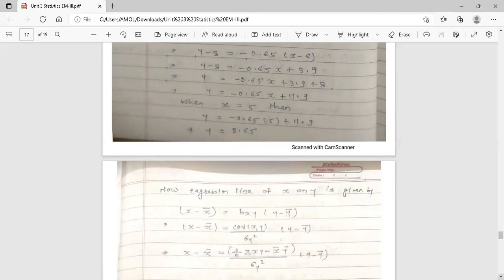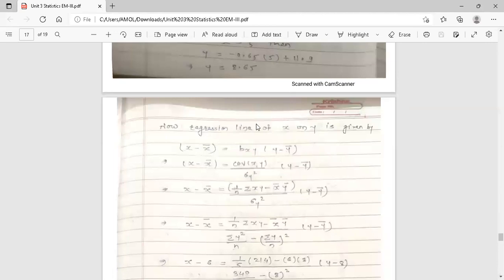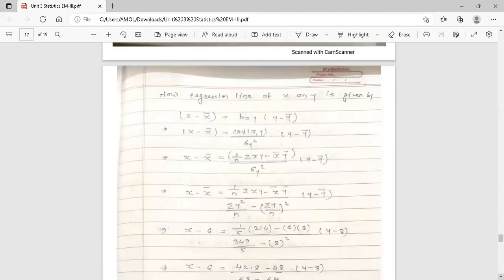Now next is the regression line of x on y. The formula is x minus x bar is equal to bxy into y minus y bar. Now bxy is the regression coefficient of x on y, and the formula is covariance of xy upon sigma y square. We have discussed it in the starting. You just put the value of covariance of xy. Covariance of xy is from the coefficient of correlation formula.